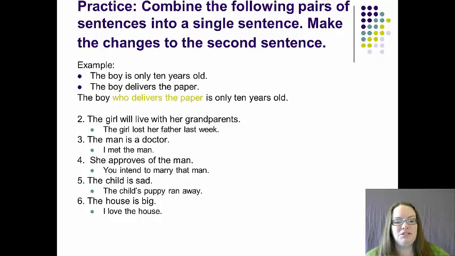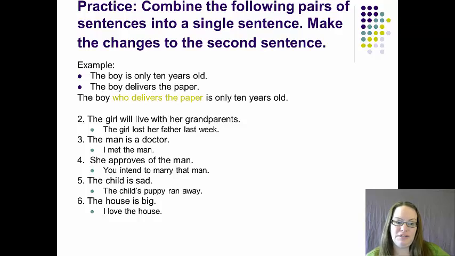If we take a look at number 2, and we combine these two sentences together, the two sentences are, first, the girl will live with her grandparents, and second, the girl lost her father last week. If we combine these two into one sentence, it would be something like, the girl who lost her father last week will live with her grandparents. So you can see instead now of two the girls, or two subject noun phrases, we are replacing one of those with a relative pronoun. Remember, pronouns can stand in for nouns.